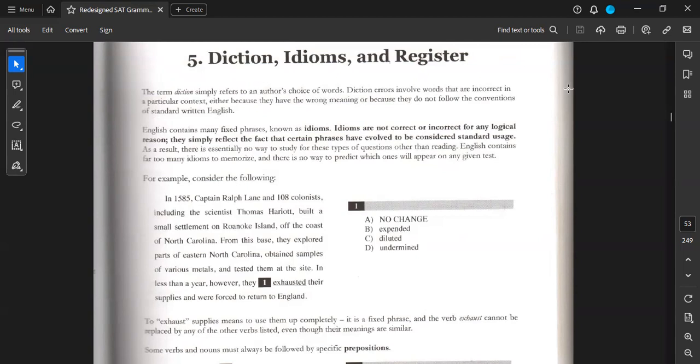So I said there's certain phrases in English that are correct just because they're correct. There's no particular reason as to why they're correct, right? So we have, for example, phrases like fall in love, right?